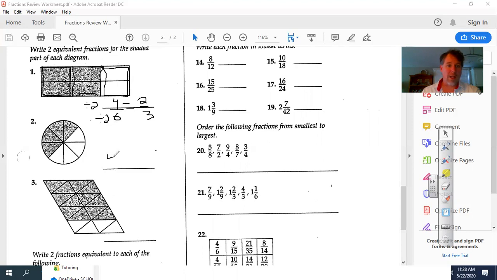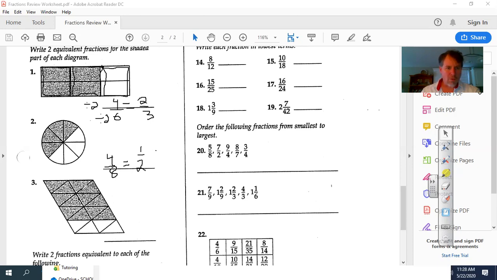This is 4/8. Which we can see is the same as half of that circle. So that's the visual way. It's visually a half, so that's good enough to say it. But we can also see that 4 divided by 4 is 1, 8 divided by 4 is 2.